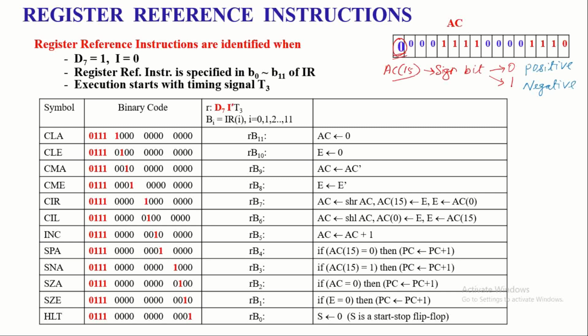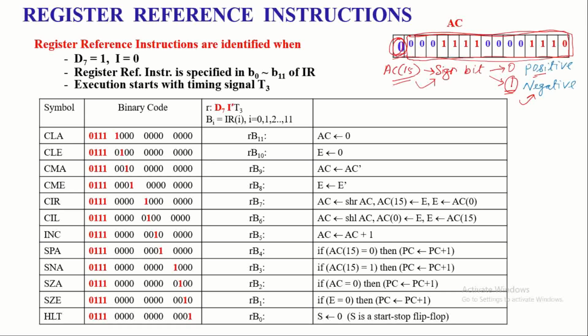Okay. If the 15th bit of the accumulator is equal to 0, then it contains a positive operand. And the 15th bit is also known as the sign bit, right? The remaining 15 bit values of the accumulator are used for storing the operand, and the 16th bit is used for storing the sign bit value. So if the 15th bit contains 1, then the accumulator contains a negative value.